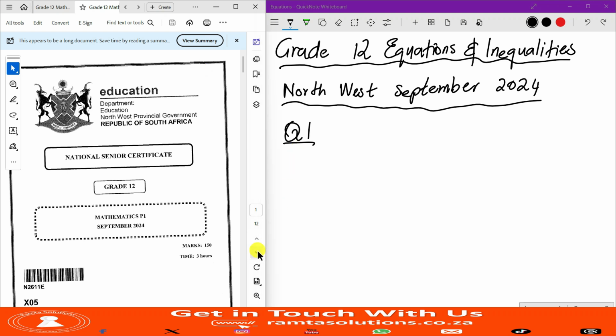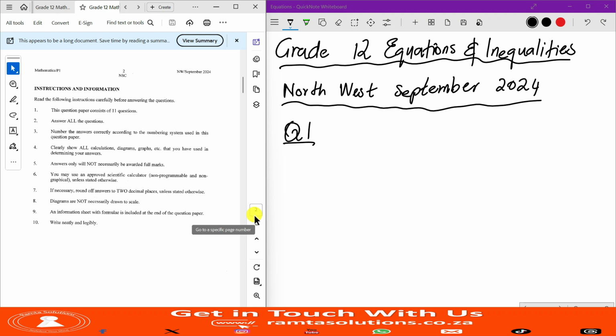Because we are doing exam papers, it's important that we read instructions. All of them are important, but for this particular section, which is equations and inequalities, I'm going to read some of the instructions that I think are very key. For example, instruction number 4: show all calculations, diagrams, graphs, etc. that you have used in determining your answers.